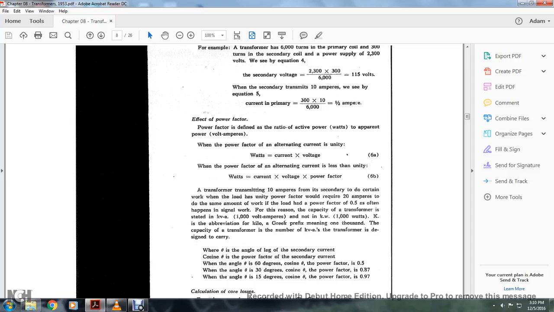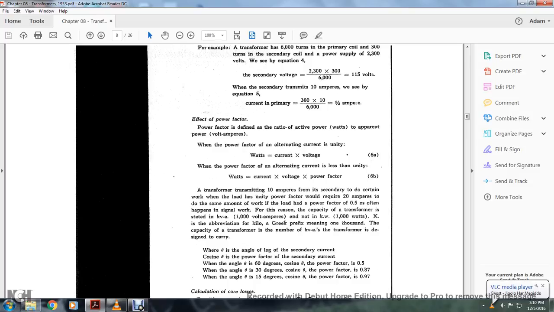Power factor of the transformer: a transformer transmitting 10 amperes in the secondary when the load has unity power factor would carry 20 amperes to do the same amount of work when the load has a power factor of one half. As often happens in a single work, for this reason the capacity of the transformer is stated in kilovolt-amperes, or 1,000 volts times amperes.